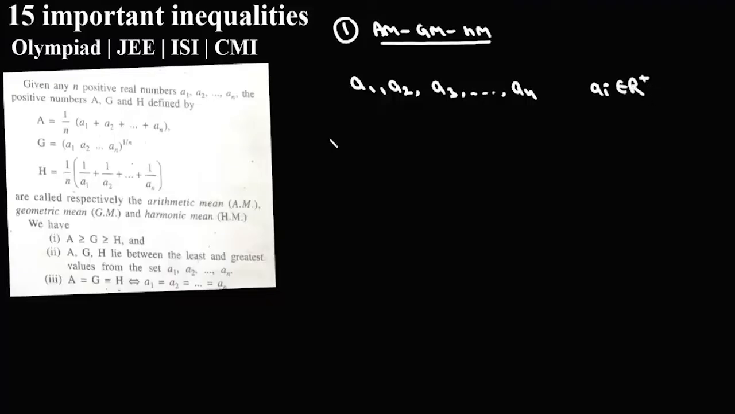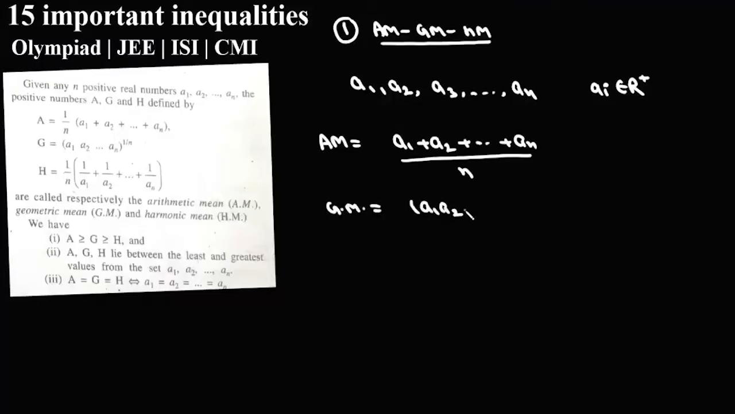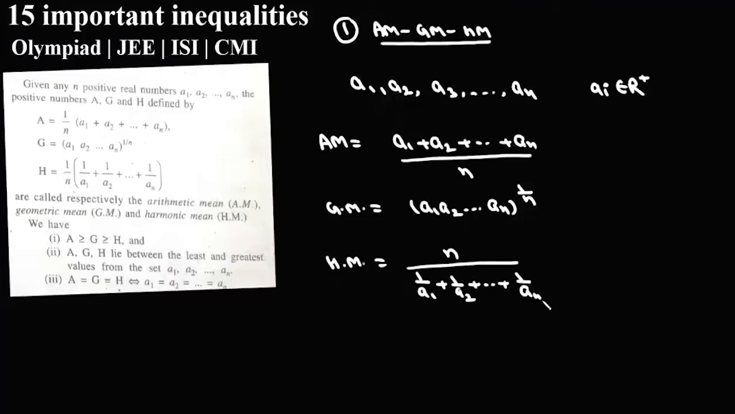then we can define their arithmetic mean as their sum, a1 plus a2 up to an, whole divided by n, their geometric mean as their product, a1 a2 up to an, to the power 1 by n, and their harmonic mean as n upon 1 upon a1 plus 1 upon a2 up to 1 upon an.